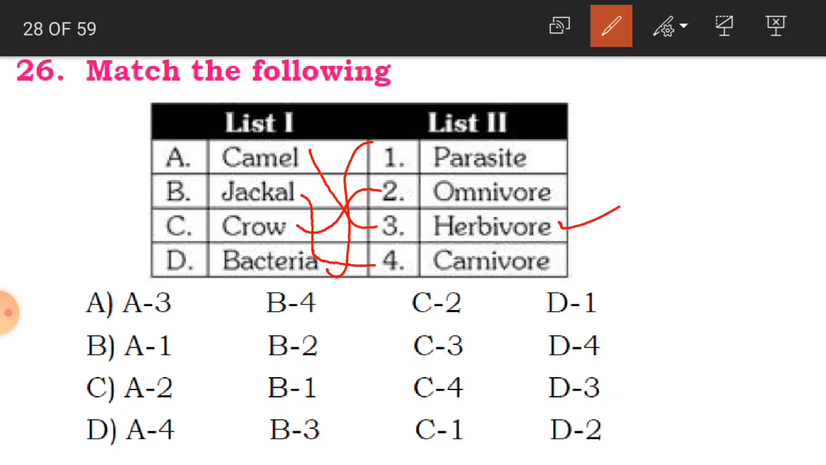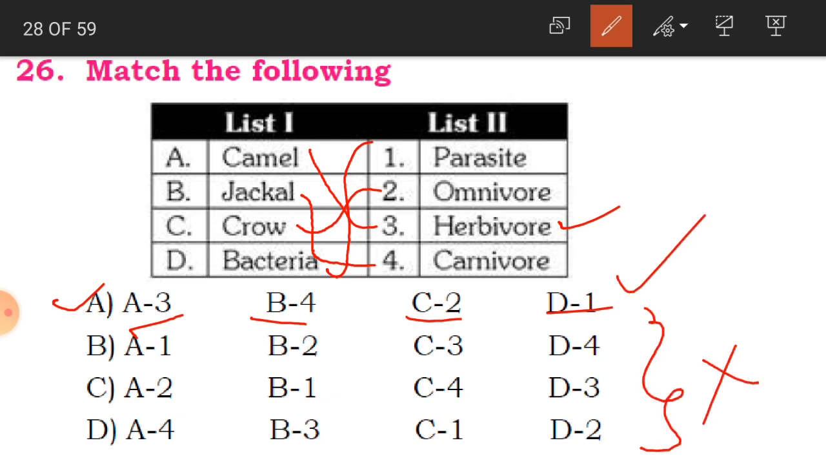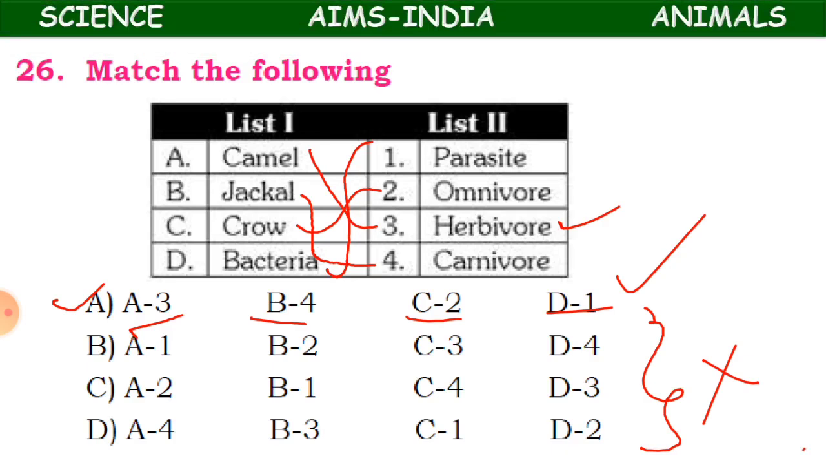So where do we have this answer? In the first option, that is A. A3, B4, C2 and D1. Whereas the rest of the options are wrong. So this is the correct one. Clear, children? Yes. Now we'll go to the other question.